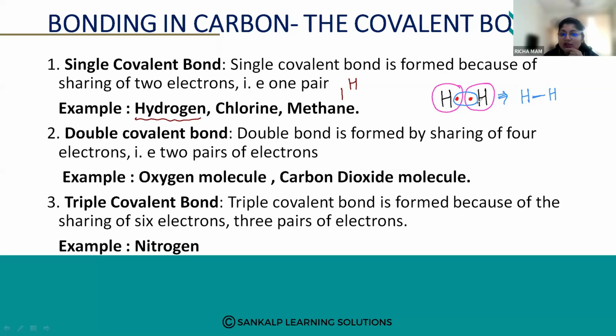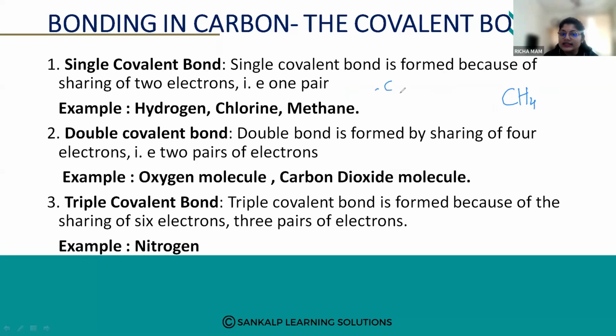So what is a single covalent bond? When you share 2 electrons, a single covalent bond is formed. When 2 electrons are shared, it will form one bond pair. So what are the examples? Hydrogen, chlorine, and methane. Let me give you the example of methane now. Methane is CH4.